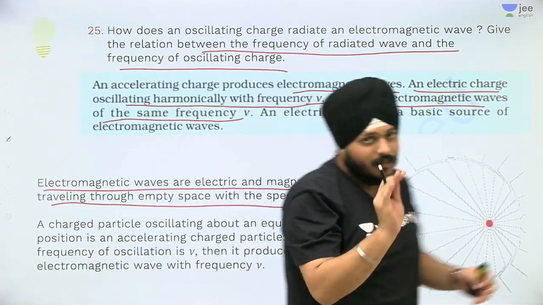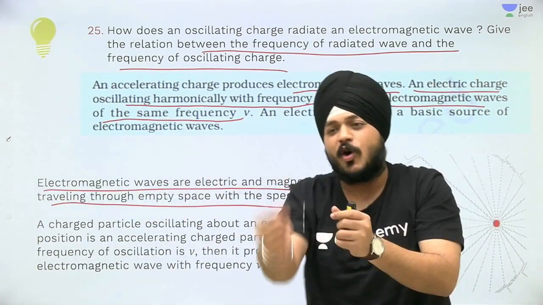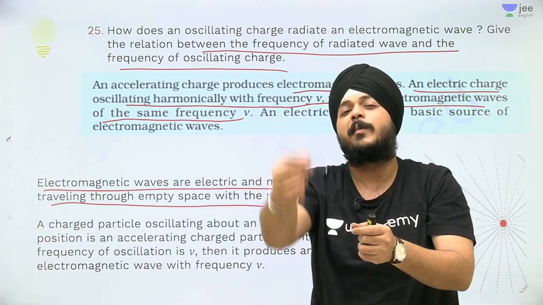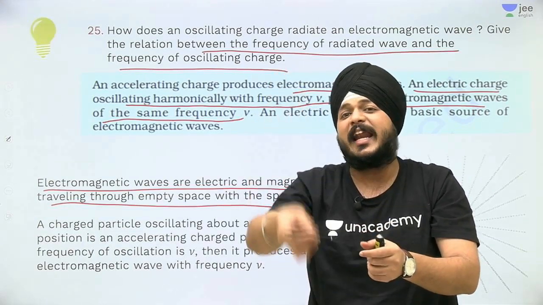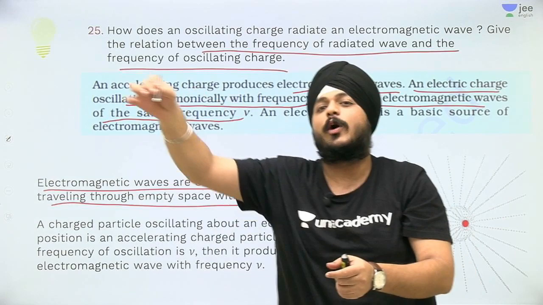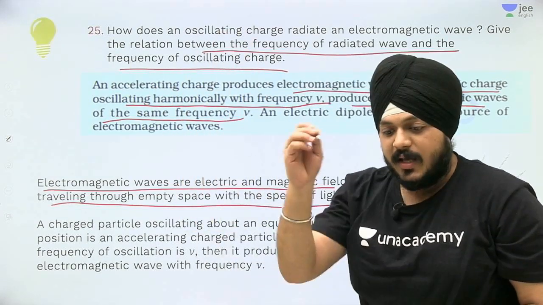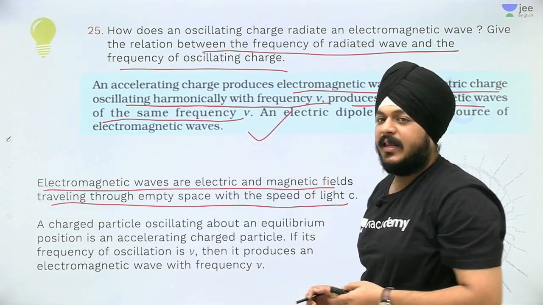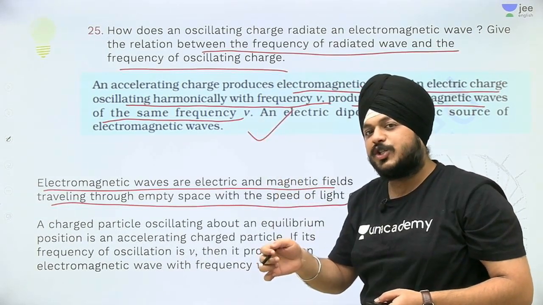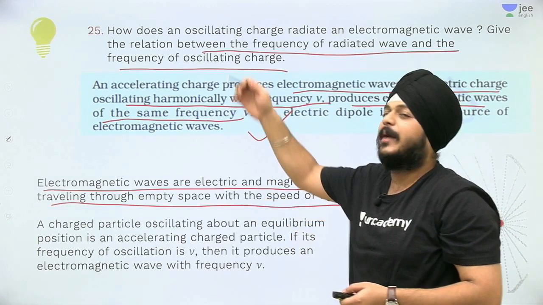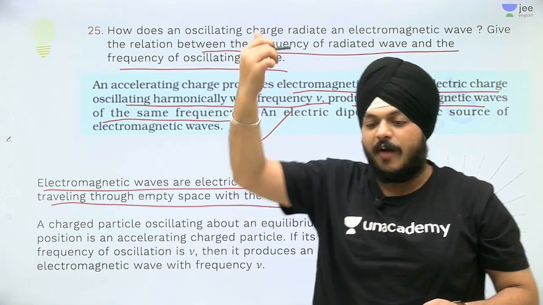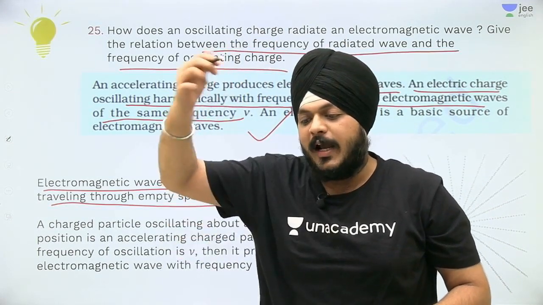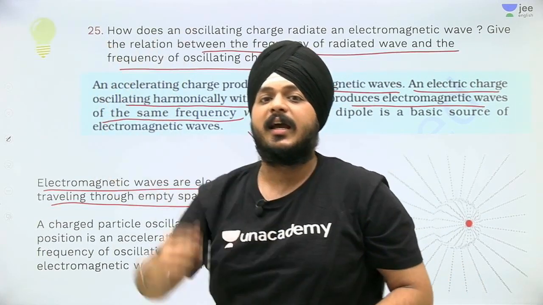Very simple explanation. If the charge is oscillating with frequency f, then radiation of the same frequency is emitted because of its oscillation. So it is directly from the NCERT line. The frequency of the oscillation would be equivalent to the frequency of the emitted radiation.